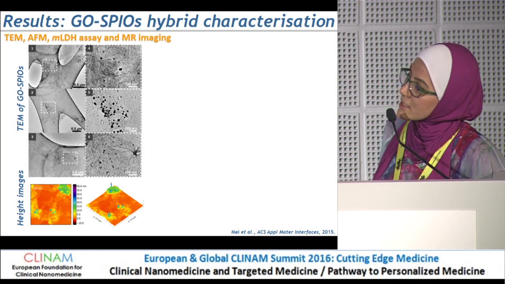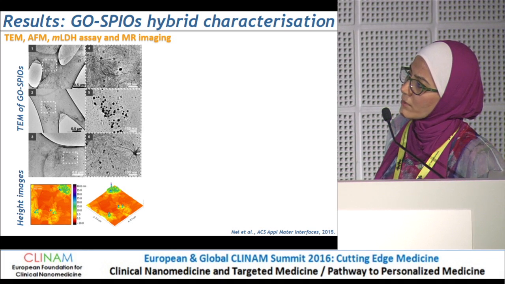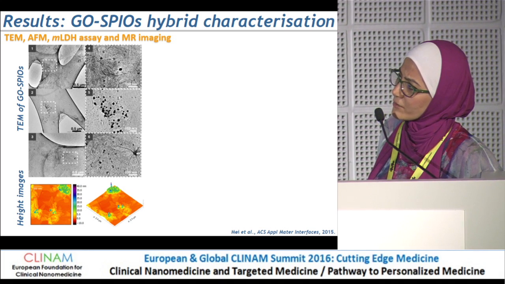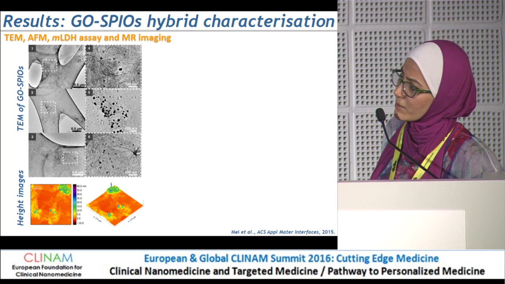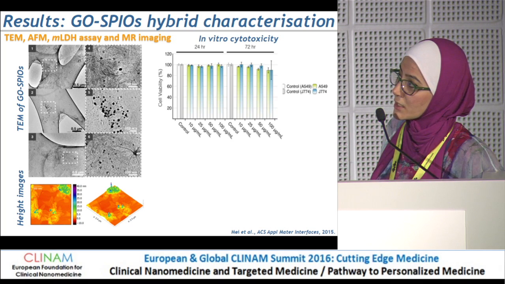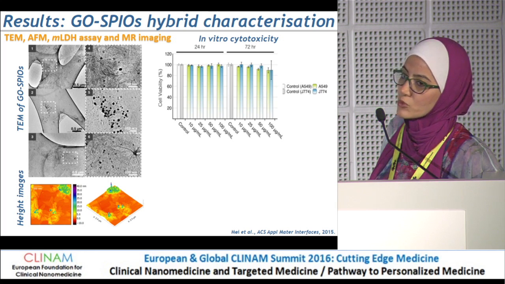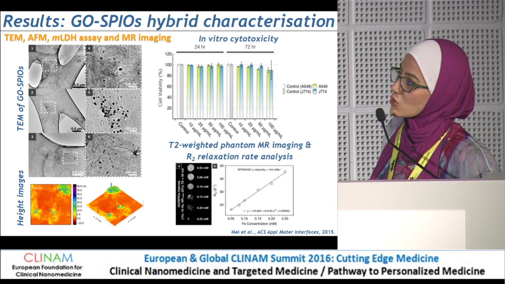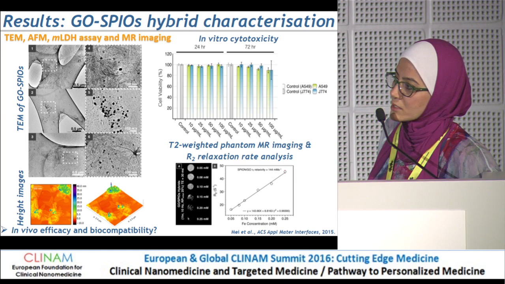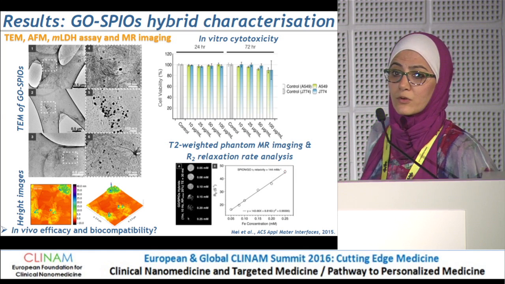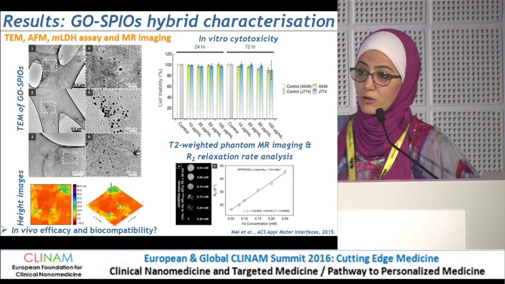These are TEM images, showing how the SPIONs are associated with the graphene oxide sheets. These are some AFM images. Again, the green color indicates you have more aggregation compared to just flat graphene oxide material. The material was not toxic to a couple of cell lines we tested up to 72 hours, and they showed a dose response MR effect. So obviously there is still more to be studied on the in vivo efficacy and the biocompatibility of the material.